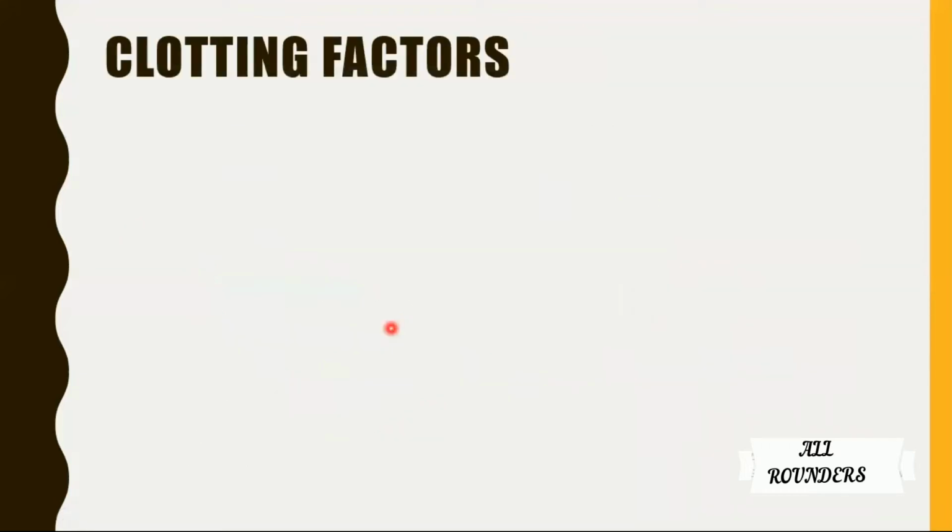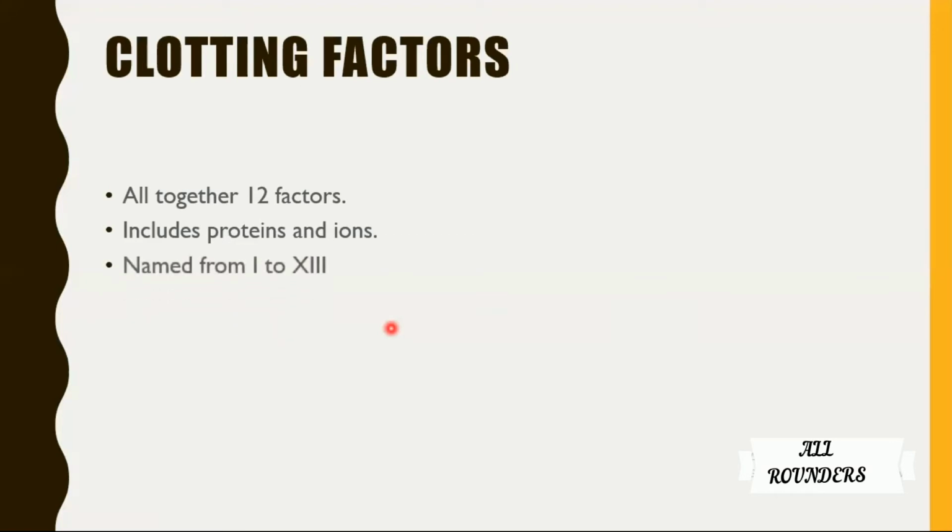Now, clotting factors. I want to tell a few things about clotting factors. Altogether there are 12 clotting factors, and these include proteins and ions as well. They are named from 1 to 13. And how is that? There are altogether 12 factors, but they are named from 1 to 13. Factor 6 is not included in coagulation factors.